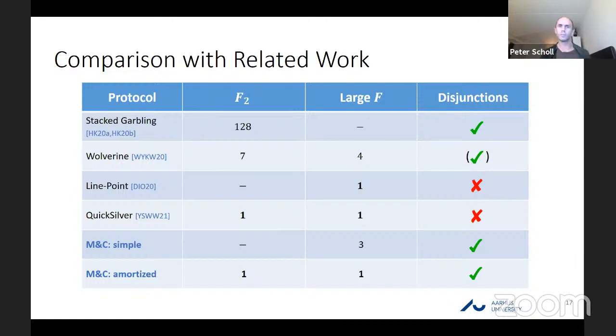But the communication here is much higher, and it only supports binary circuits. The second row, Wolverine, is a similar vector OLE-based protocol like mac and cheese with slightly higher communication. And using our techniques, you can also apply optimized disjunctions to this. The next two protocols, LinePoint ZK and Quicksilver, have better efficiency in terms of communication. But as far as we know, we don't see how to apply our disjunctive technique to these protocols without increasing the communication.